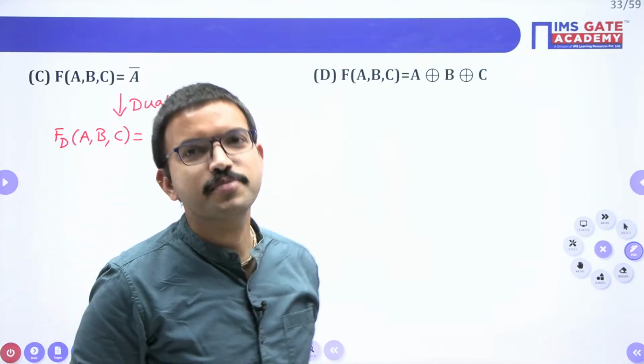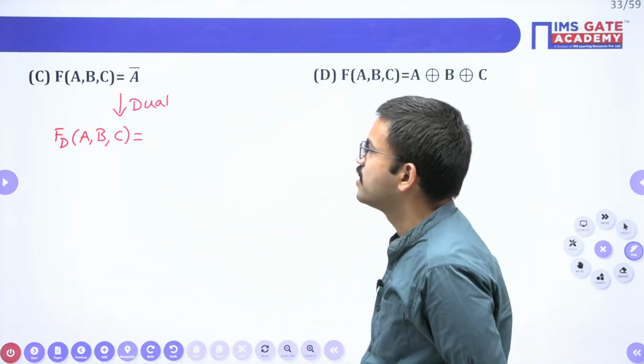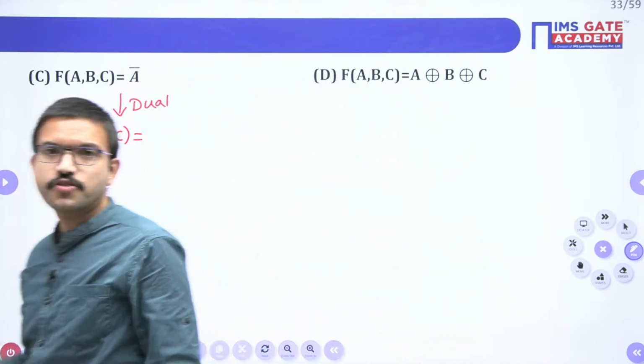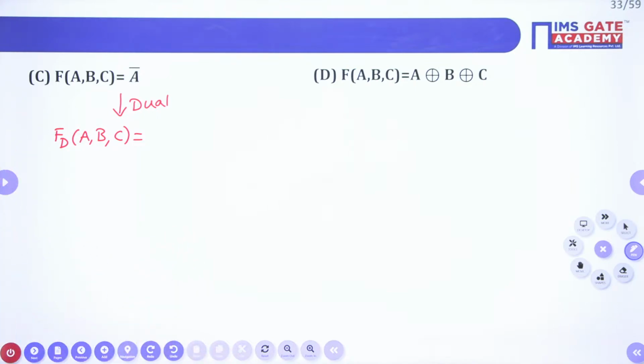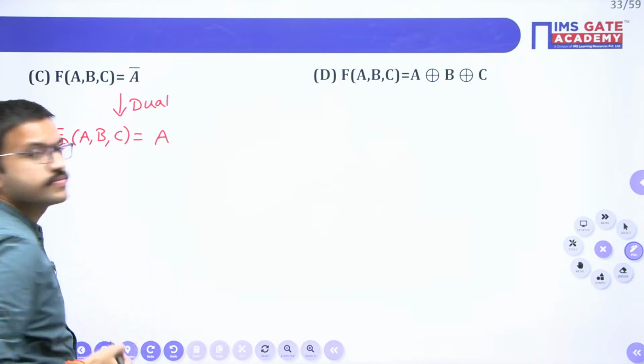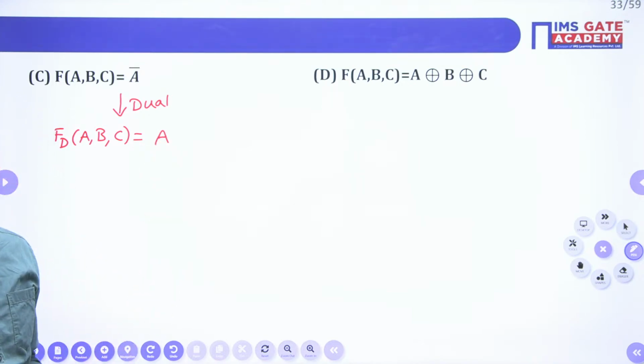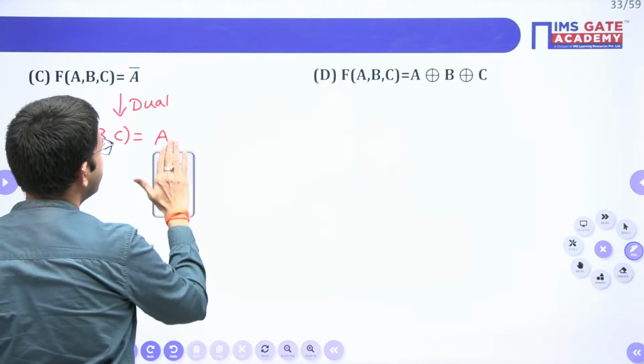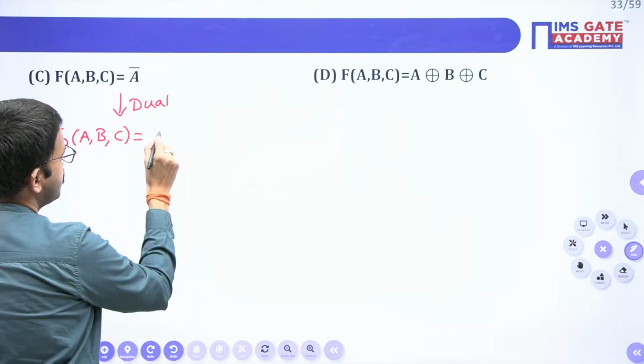Yes, very good, Mayank. See, you are having A bar. So for A bar, what is the dual? Is it A? Yes, very good, Kundan. It's not A. It is A bar only.